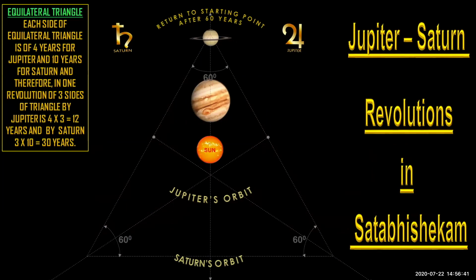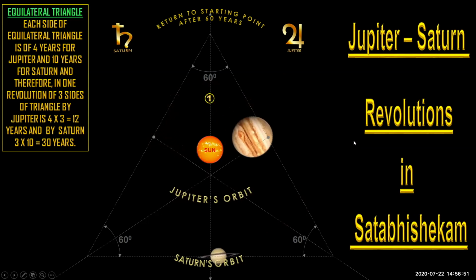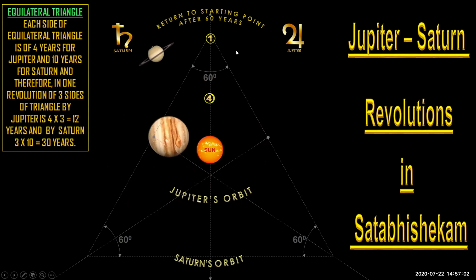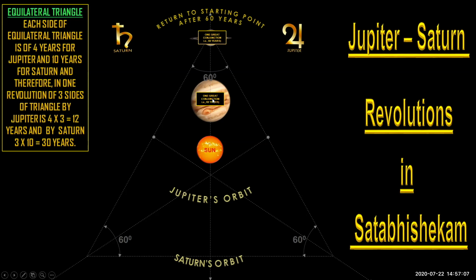Here also I am showing again the same thing but at a great speed. So I am completing one revolution, one cycle, 60 years very quickly. So two revolutions of Saturn are over, fifth revolution of Jupiter is over. Jupiter and Saturn both have completed one cycle. One great conjunction cycle is over for both Jupiter and Saturn, 60 years is over.